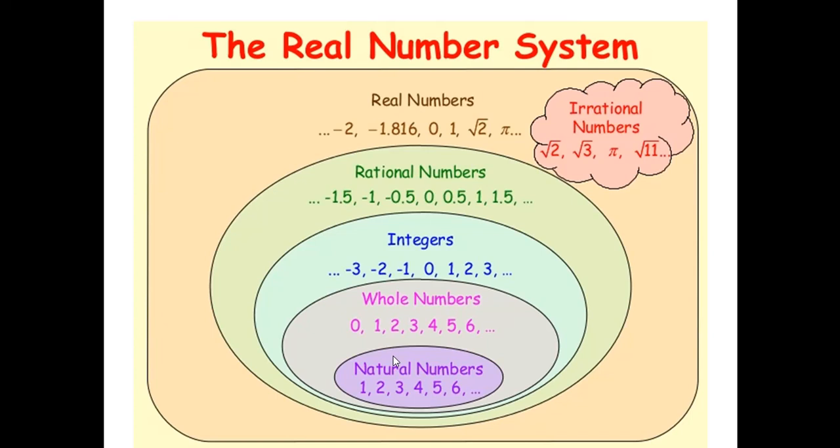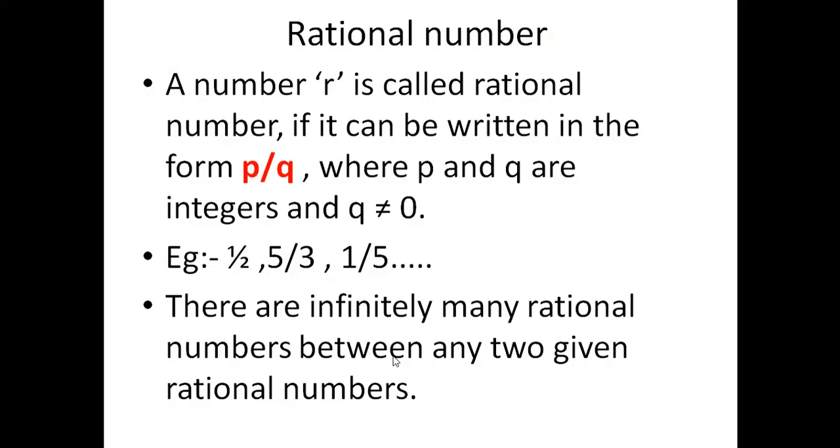Then one more category is irrational numbers. Numbers which cannot be represented as p by q come under irrational numbers. Examples: root 2, root 3, pi; all these numbers are irrational numbers. Collectively, rational and irrational numbers together make the real numbers. Whatever number is represented on the number line is a real number. I hope you understood. With this we will move to the exercise.